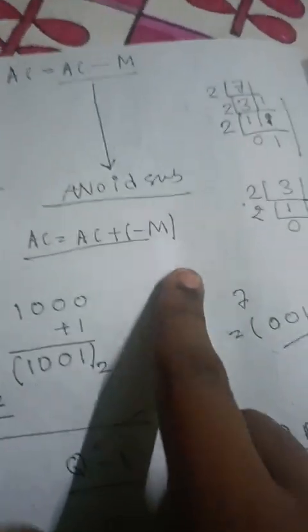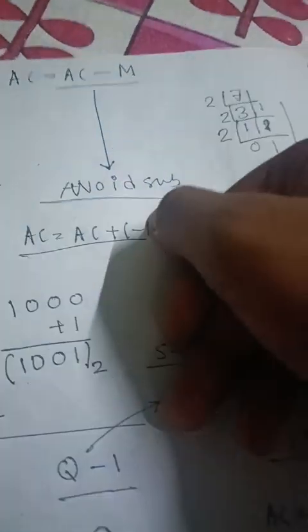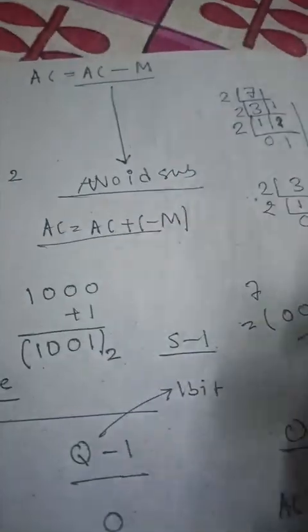And here we are doing minus M, so where we need AC minus M, we can just replace it with addition, because addition is generally easy in binary. You can do minus also, but minus is a bit tricky for me. That's why I'm using this approach. I recommend that you do the same, because it is easy.